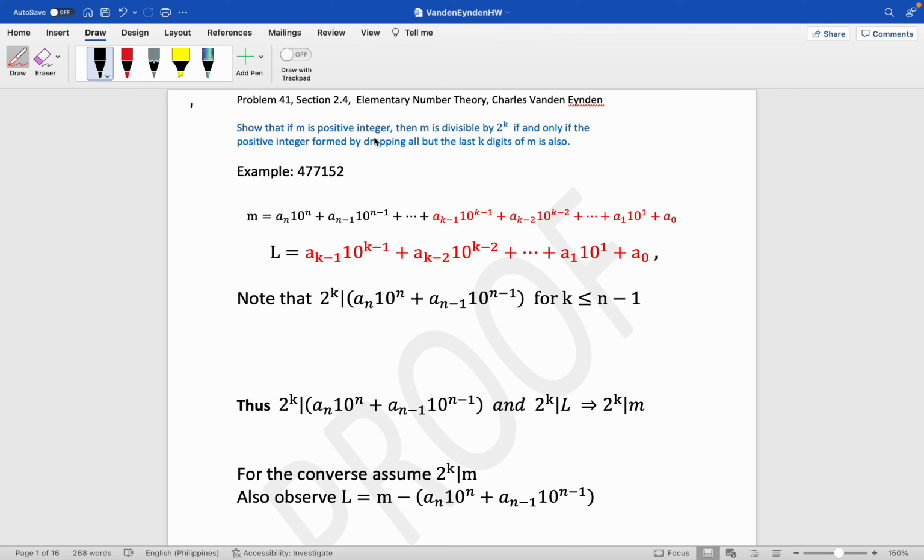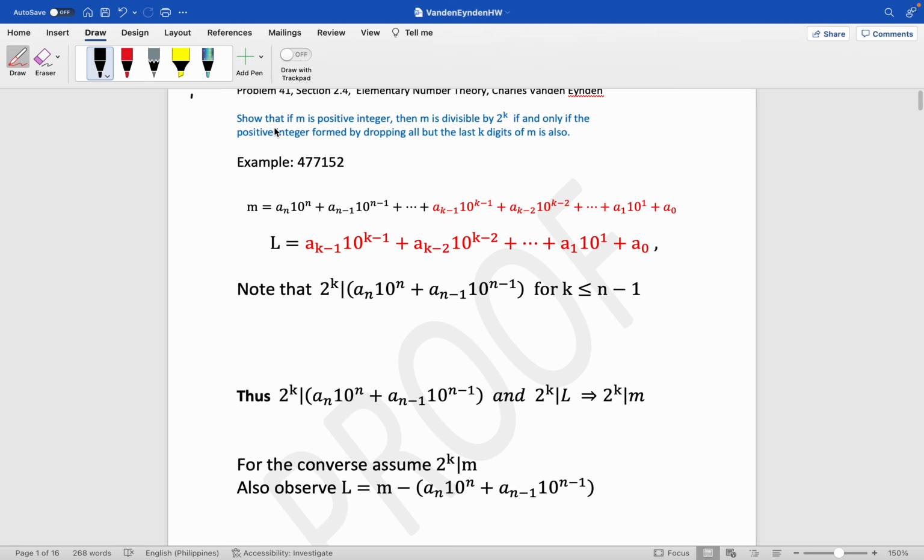I have an interesting problem from a number theory book by Charles Vanden Eynden, and it's a mouthful, but it states: show that if m is a positive integer, then m is divisible by 2 to the k if and only if the positive integer formed by dropping all but the last k digits of m is also. Now, I'll just write down some information that I happen to know about this number.